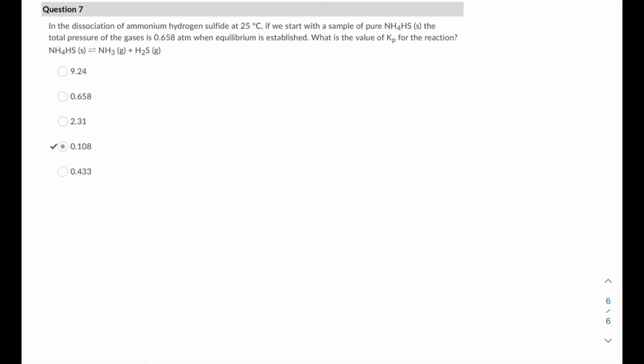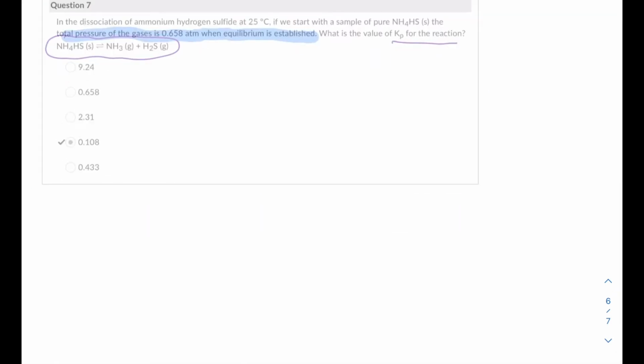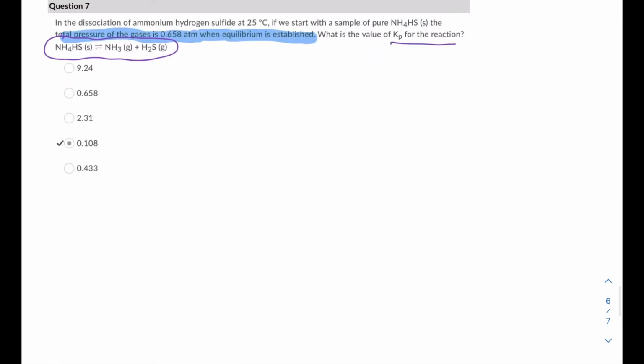All right, this is a question from our module on equilibrium material. So we have this chemical reaction. We have a solid producing two products, and each of both the products are gases. I have a total pressure of the gases at equilibrium, and I'm trying to find the equilibrium constant K sub P for the reaction. Let's go ahead and write the formula for the K sub P.